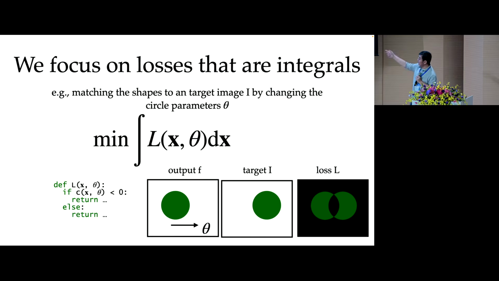For example, you have a circle drawing function f, and theta controls the horizontal translation of the circle, and you also have a target function I. You compare these two, you subtract them, and you take, let's say, the L1 norm, so you take the absolute value of the difference. You have this loss function L that you integrate over the entire image, and you want it to be as small as possible so that you can match your circle to the target circle. Okay? And this L function is still discontinuous, right? The if condition is still there to test whether your point is inside the circle or not.